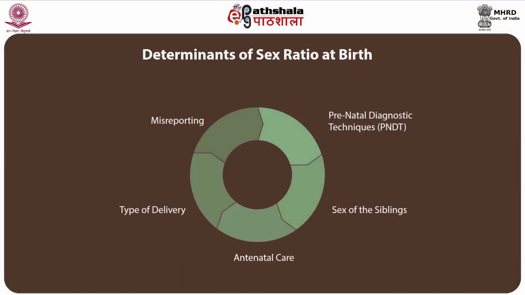We will also see that sex ratio at birth is determined by something called the sex of the siblings, meaning in India many couples have a desire to have a particular sex composition for their children. To achieve this sex composition, they are also likely to go for sex selective abortion, so that at the end they have the desired number of children of a particular sex composition. And there are also other factors which determine sex ratio at birth.